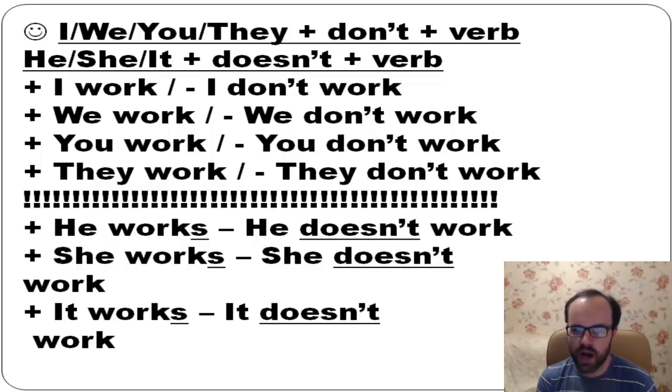I work, I don't work. We work, we don't work. You work, you don't work. They work, they don't work. He works, he doesn't work. She works, she doesn't work. It works, it doesn't work.